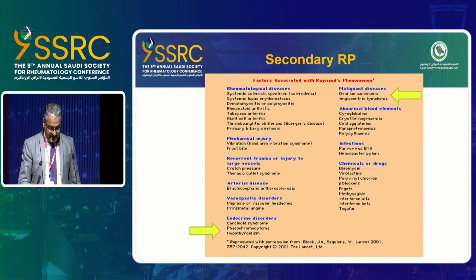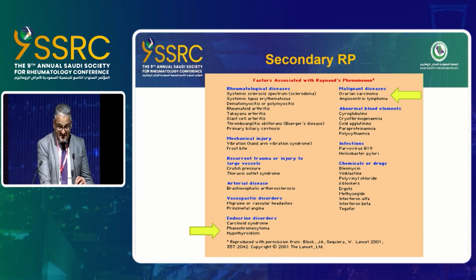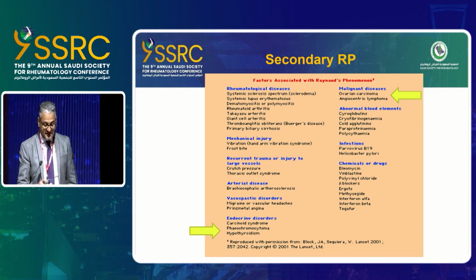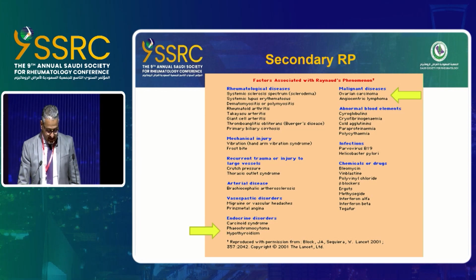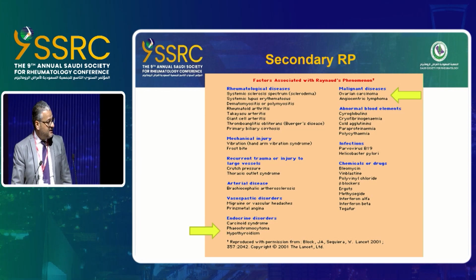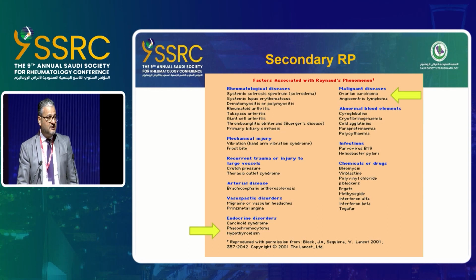If we look at secondary causes, there's a very long list, and when we see patients in the clinic, I think this should be in our minds. We need to rule out other secondary causes. I just highlighted ones that sometimes we forget, such as hypothyroidism. It can give you biphasic Raynaud's or monophasic Raynaud's. Malignancy is also something we need to look into.